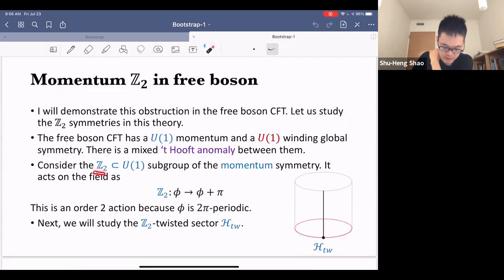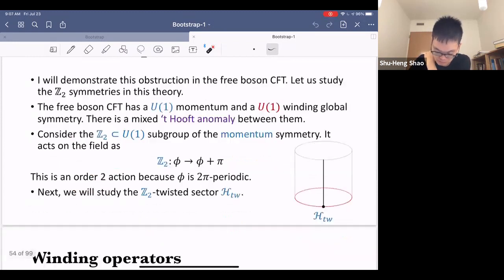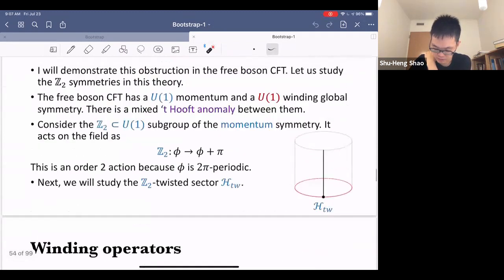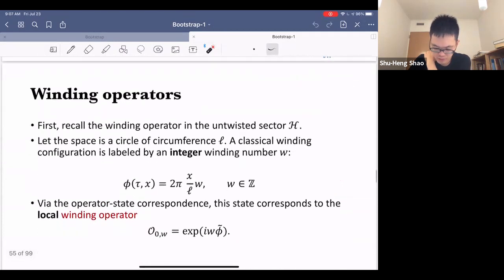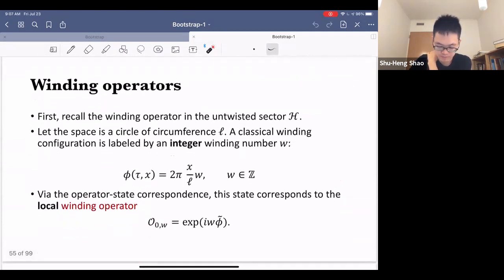Okay, so let's start with the Z2 subgroup of the momentum symmetry. Recall that the momentum U1 shifts phi by a phase. The Z2 subgroup is generated by shifting phi by pi. So we're only shifting phi halfway through the circle. All right, so let's try to study the Z2 twisted sector of this Z2 momentum symmetry, which will be denoted in blue. This is a free theory, so we should be able to solve everything.